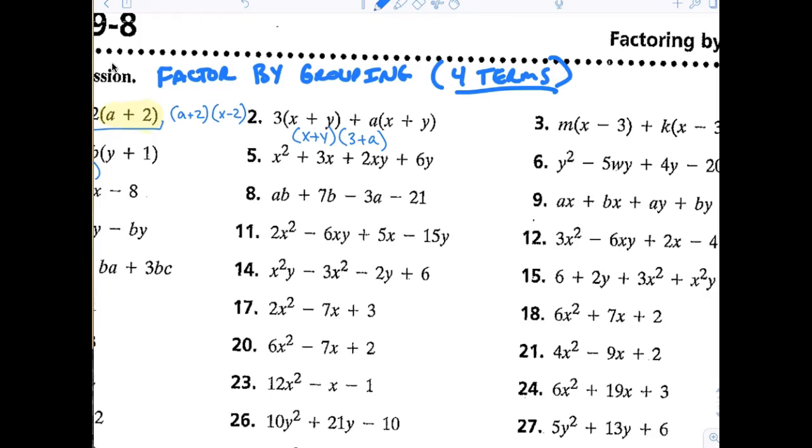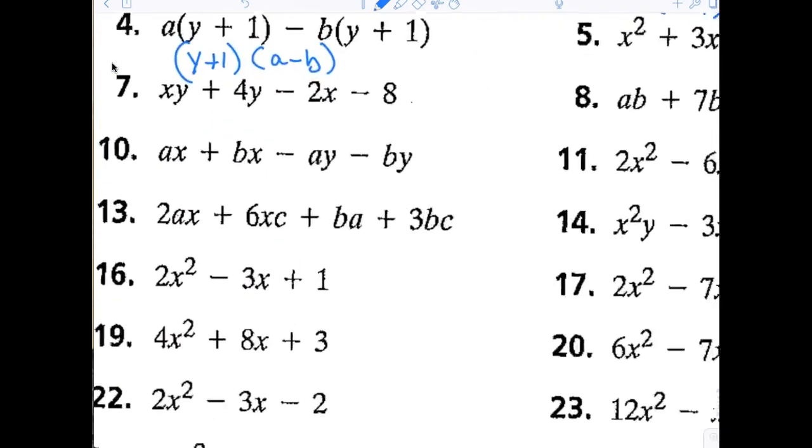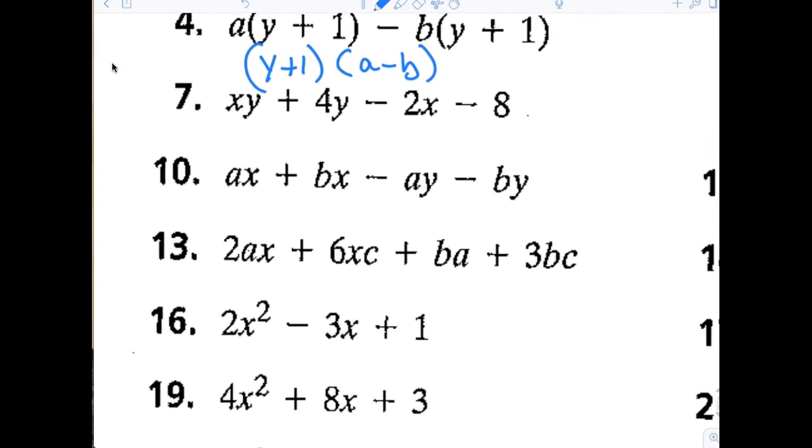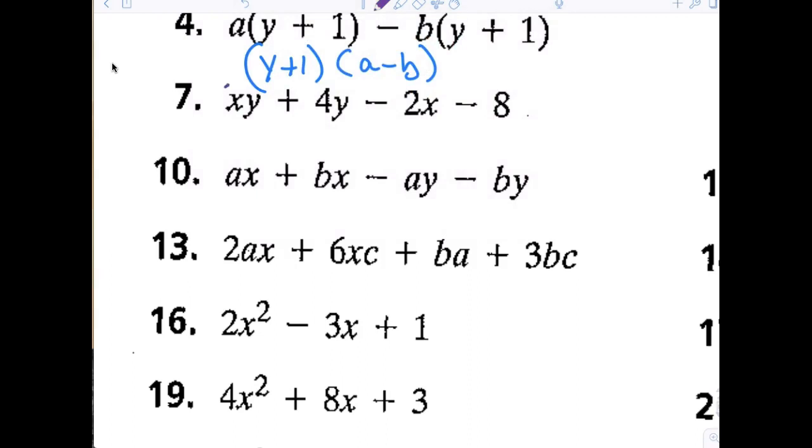Now we're going to do one more step, for question number 7. Here's how I want you to do it. Now it's not factored for you. You're going to have to actually recreate that first step. To recreate the first step, you're going to have to factor by grouping. So you're going to group them in 2's.